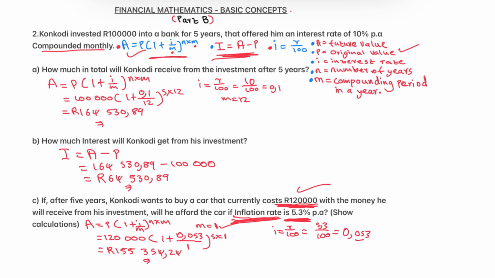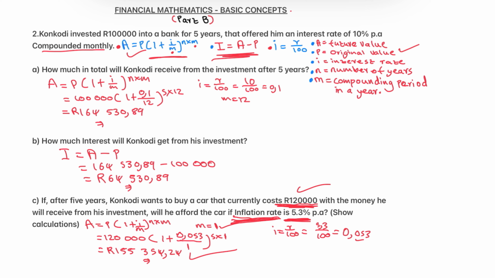Now let's first check the question. If after 5 years Konkodi wants to buy a car that currently costs 120,000 rand with the money he will receive from his investment, will he afford the car? That's the question. Will he afford the car if inflation is 5.3? Now, using inflation, we already know how much the car will cost. It will increase from 120 to 155. That's the price increment using the inflation rate, right? So now we know how much the car will cost in the future, 5 years from now, which is 155,354 rand and 24 cents.